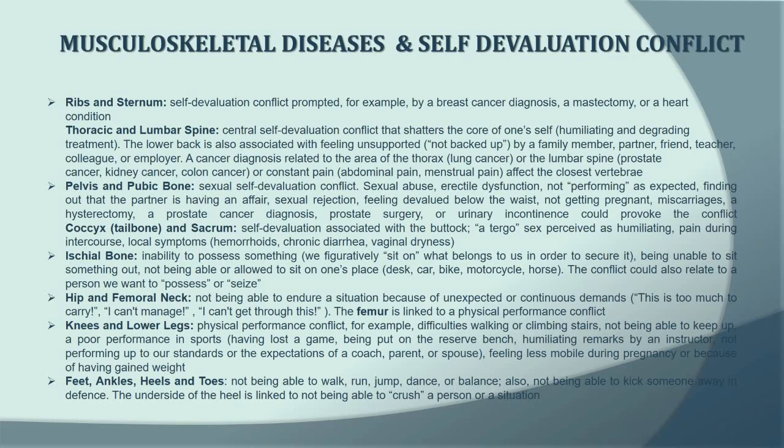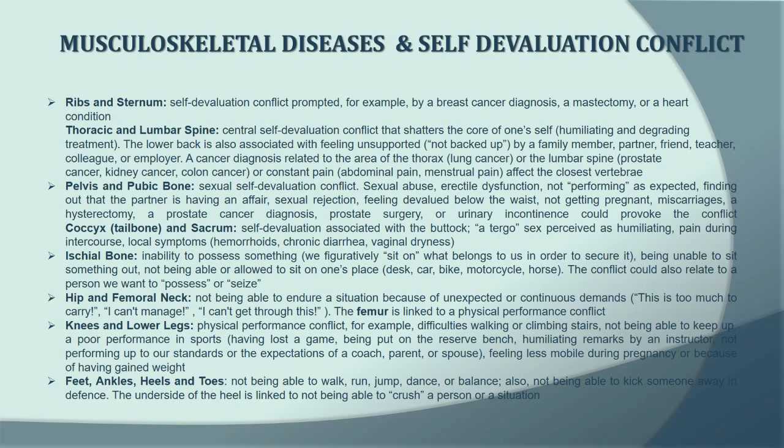Hip and femoral neck problems stem from not being able to endure a situation because of unexpected or continuous demands, like when you're telling yourself this is too much to carry, I can't manage, I cannot get through this. The femur is also linked to a physical performance conflict.